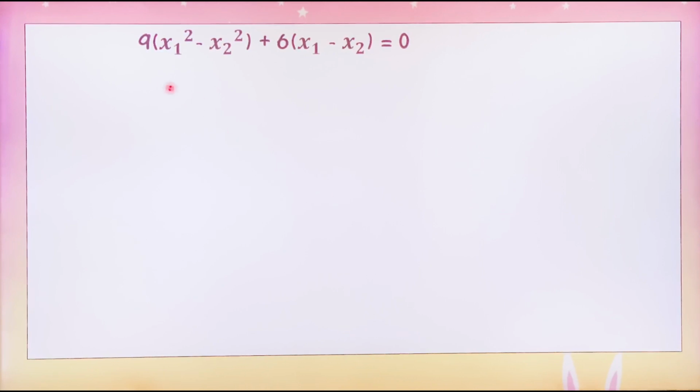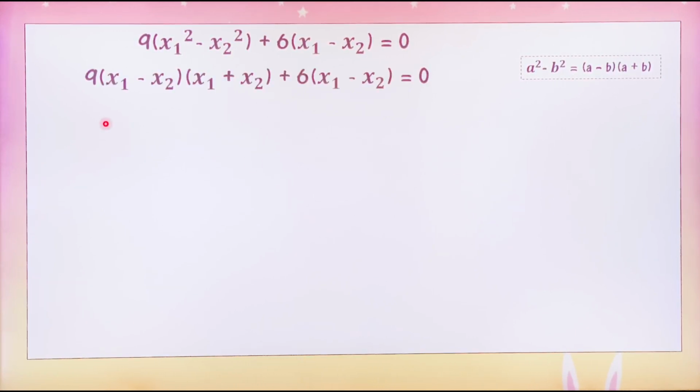Now 9(x1² - x2²) + 6(x1 - x2) = 0. Applying the identity a² - b² = (a - b)(a + b), we get 9(x1 - x2)(x1 + x2) + 6(x1 - x2) = 0. Taking common factor (x1 - x2), we get (x1 - x2)(9x1 + 9x2 + 6) = 0.